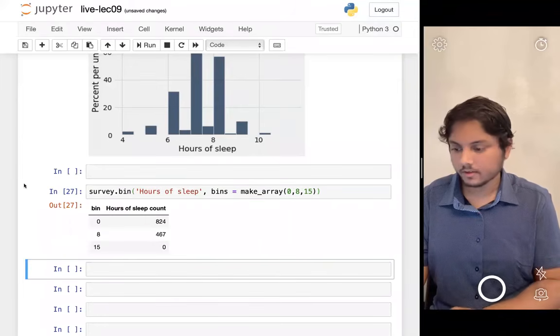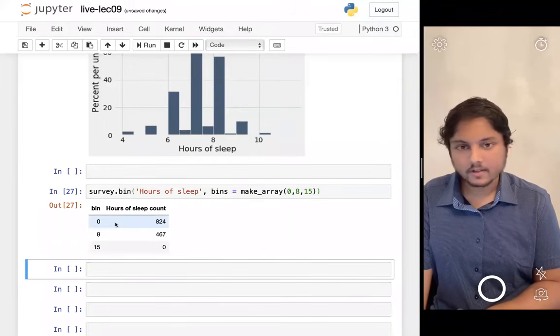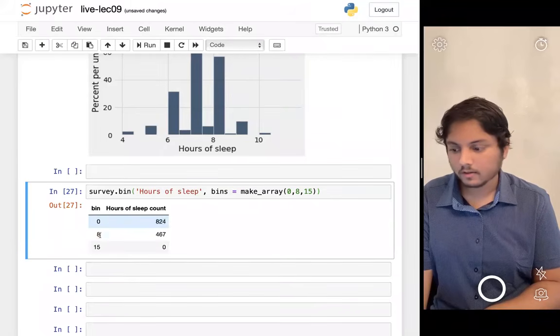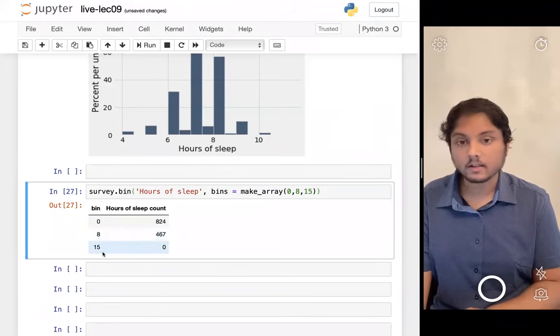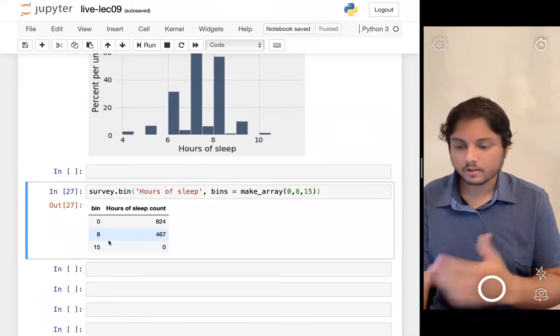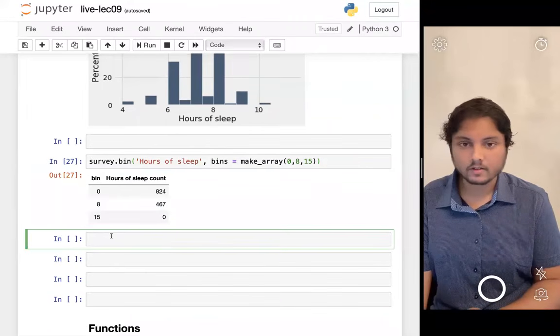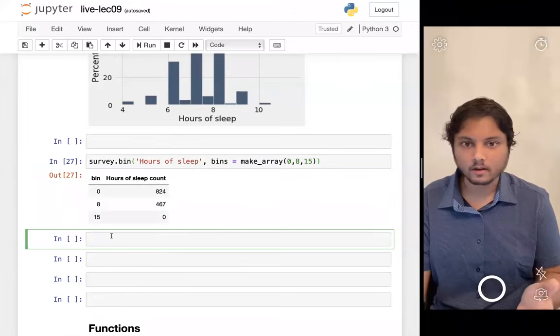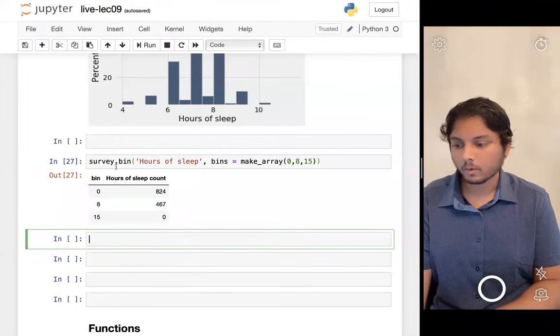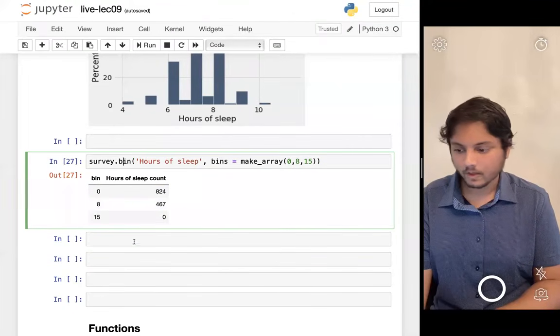And so if we do this, now we have this table, and what this table is saying is there are 824 people who get 0 to 8 hours of sleep, and there's 467 people who get 8 to 15 hours of sleep. So we can see that difference right here. So that's one way to get that answer very quickly. We don't even really need to make a histogram to do this. We can just use the bin function as well, and that just shows it in table form.